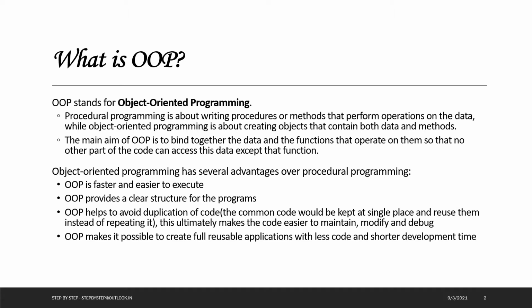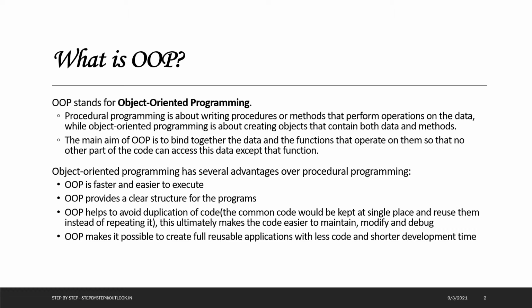The main aim of OOP is to bind together the data and the functions that operate on them so that no other part of the code can access this data except that function. So basically we're binding data and functions together. Okay, then there are several advantages of object oriented programming over procedural programming.